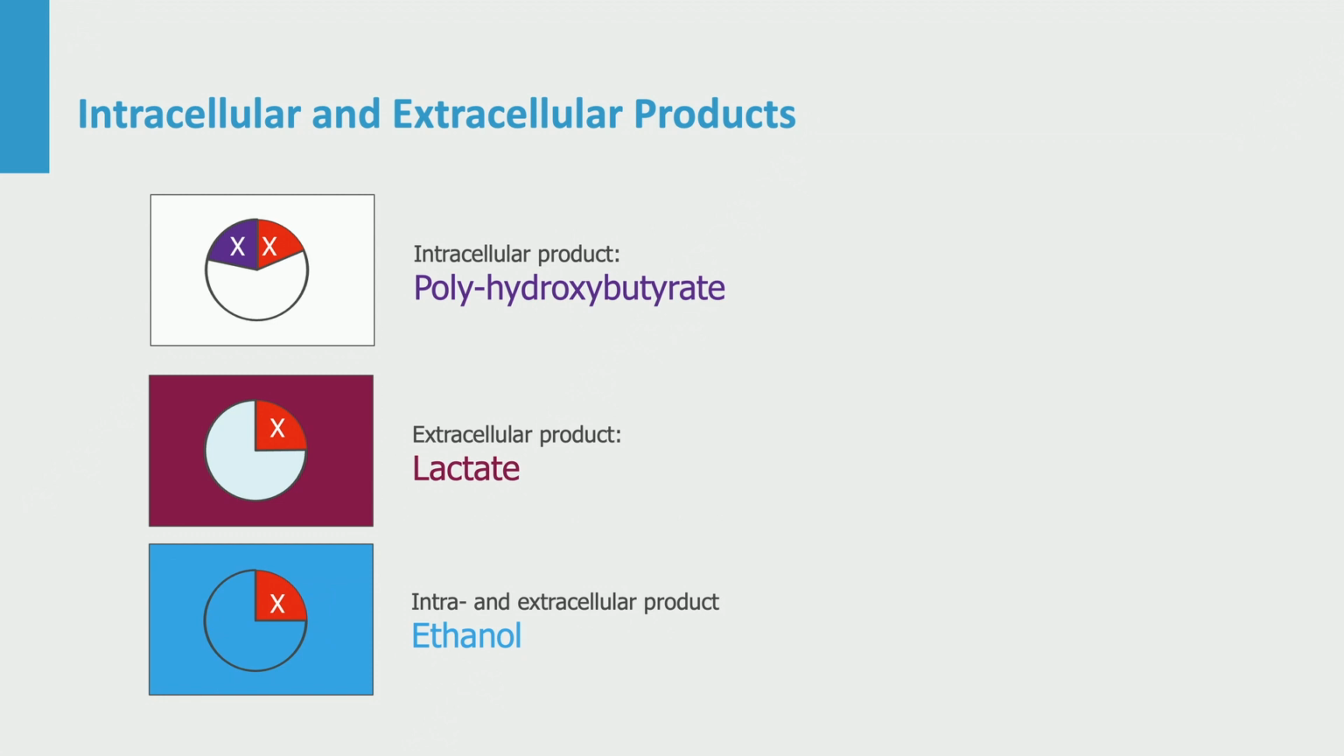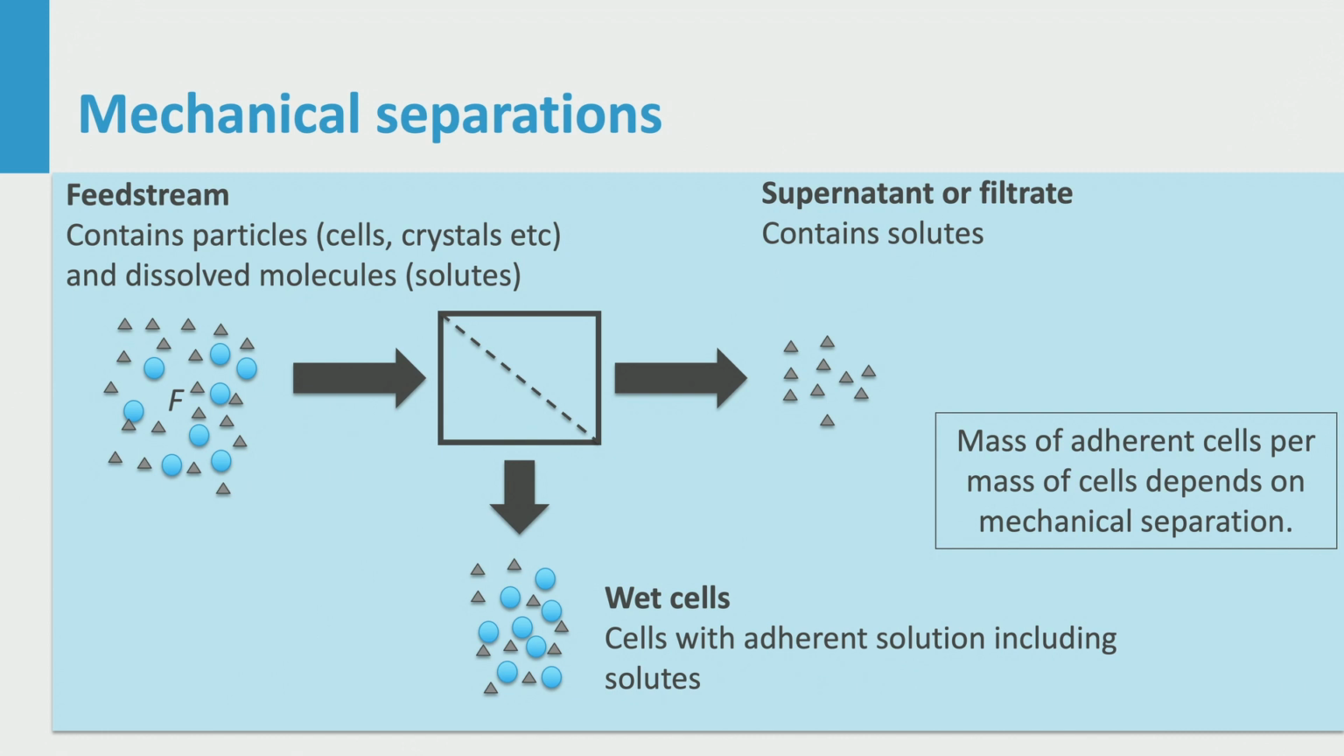So, for each of these product types, we need a method for separating cells from liquid. Then, depending on the product, we need cell disruption or cell washing. So, in many mechanical separations, it will be important to know how much liquid still adheres to separated cells and which part of the cells is dry matter.